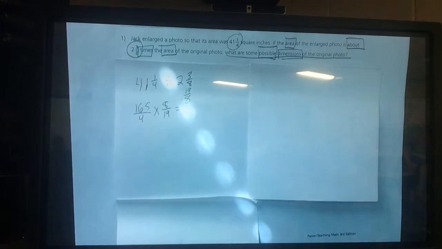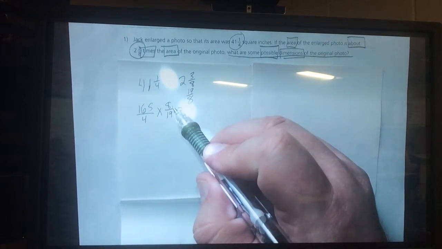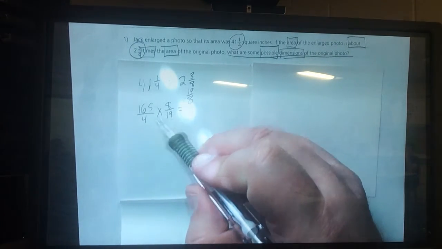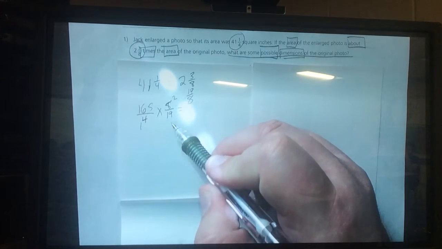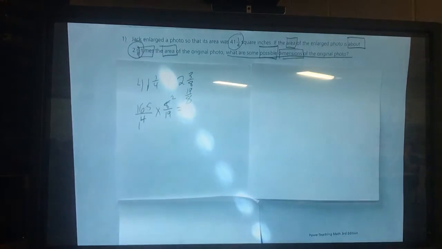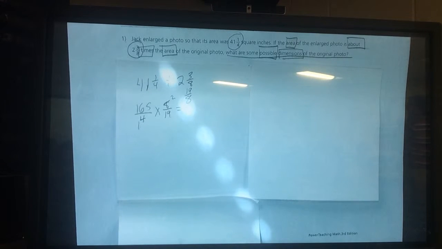I know that the greatest common factor of 4 and 8 is 4. I can get one group of 4 out of 4, and I can get two groups of 4 out of 8. 19 and 165 are what we call relatively prime. The greatest common factor of those two values is 1, so I can't do any cross-simplifying or cross-canceling there.